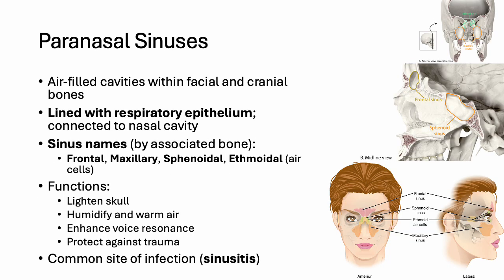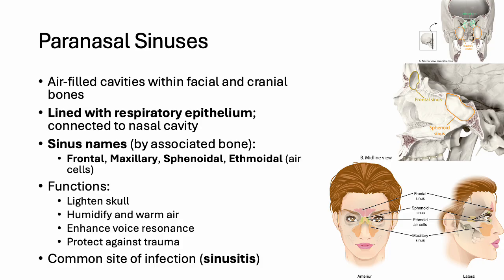The paranasal sinuses are a group of air-filled spaces found within the bones surrounding the nasal cavity. Although small in size, they contribute significantly to respiratory function and voice production. Each sinus is named after the bone in which it resides. The frontal sinuses are located just above the eyebrows within the frontal bone. The maxillary sinuses are the largest and are found beneath the eyes in the maxillary bone. The sphenoid sinuses sit within the sphenoid bone near the base of the skull. The ethmoid sinuses, or ethmoid air cells, consist of many small cavities located between the nasal cavity and the orbits.